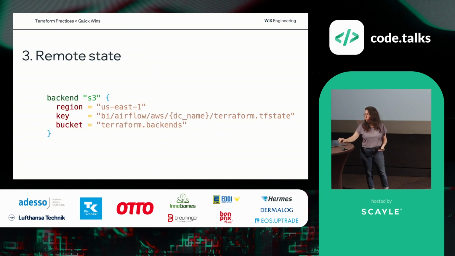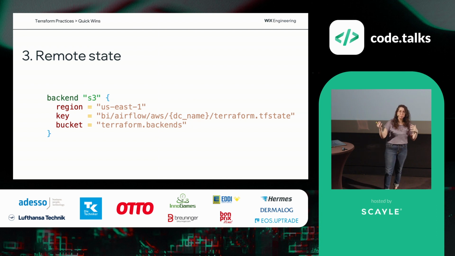And the last in the quick wins section is remote state. By default, Terraform works with local state. So if you set up remote state, then you can work with other teams. You have redundancy. You have the state being secured, backed up, and stuff like that.